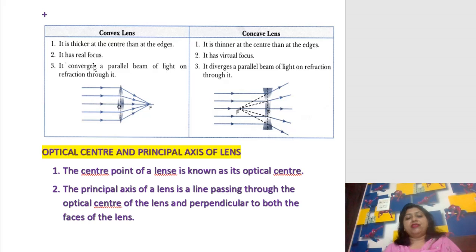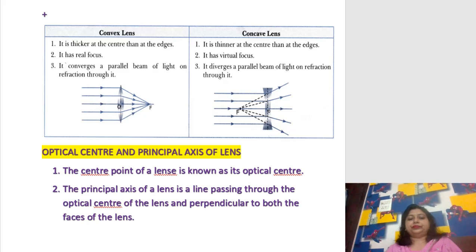Convex lens has a real focus. Concave lens has a virtual focus. So this point is very important. You have to learn concave, virtual and convex, real focus. So children, please watch my video very carefully, because whenever I take an online class, I will ask the question and at that time I don't want to hear 'ma'am, I don't know'. Convex lens, real focus, and concave lens, virtual focus, right?